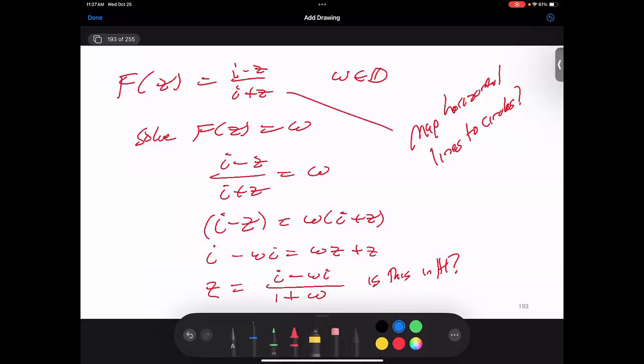The only thing we have to be careful about is we've said that f maps the upper half plane to the unit disk. So you have to show, is this in the upper half plane for given w? How would you show that this is in the upper half plane?